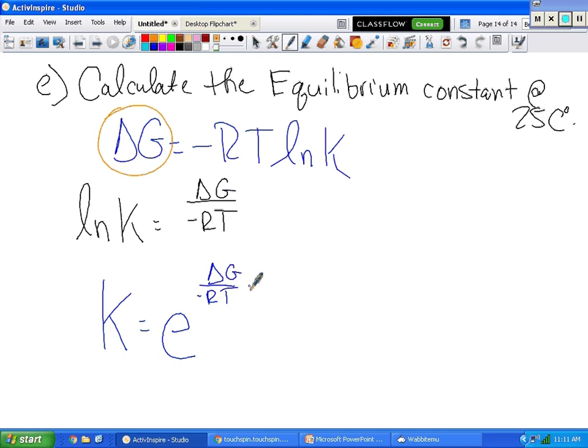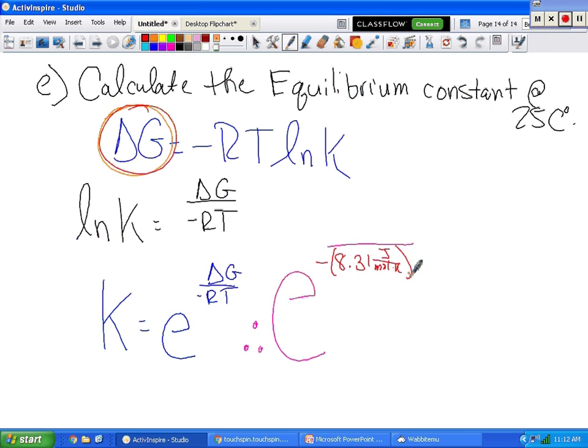Now, here's the deal. I'm going to start with the easy numbers first. Do y'all know what three triangles mean? Therefore. So, e to the... Now, I'm going to start with the bottom numbers. I'm going to start with a constant, R. Now, which R, gas R or energy R? Energy R, we're dealing with delta G. Okay? So, it's 8.31 joules per mole.